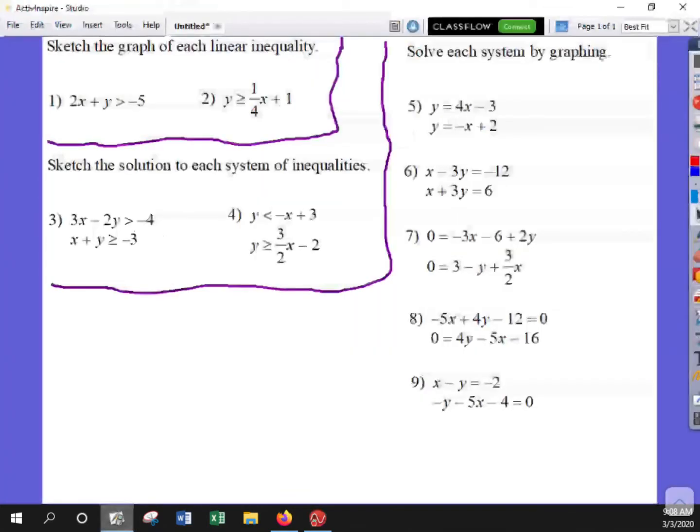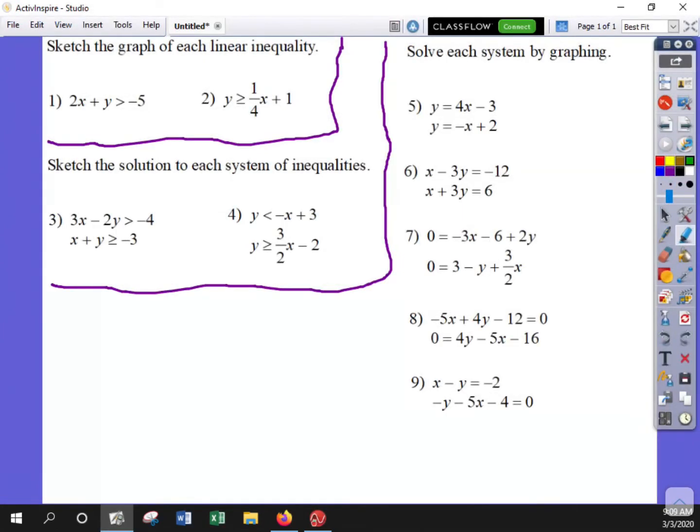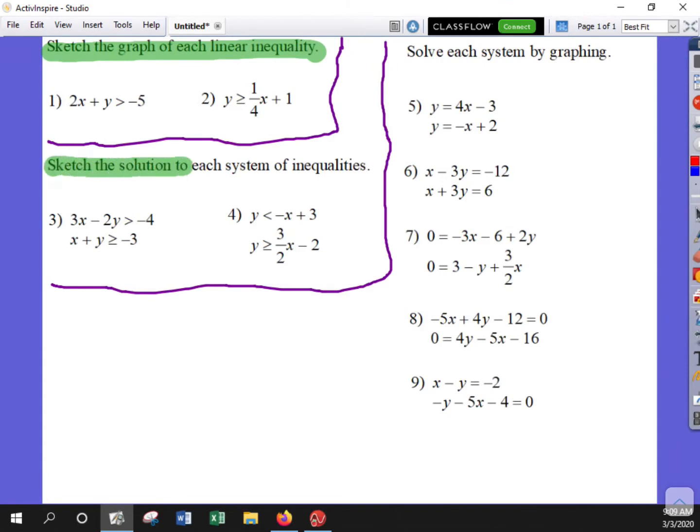To do that, I've got some problems right here. So notice we've got the sketch the graph of the linear inequality, the system of inequalities, and just a system of equations. Okay, so let's start with these two right here first. So let's just jump right into it.